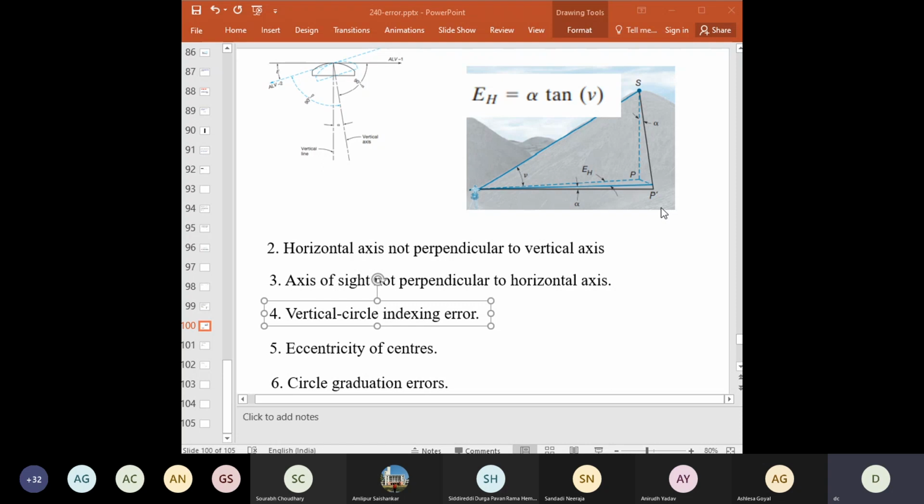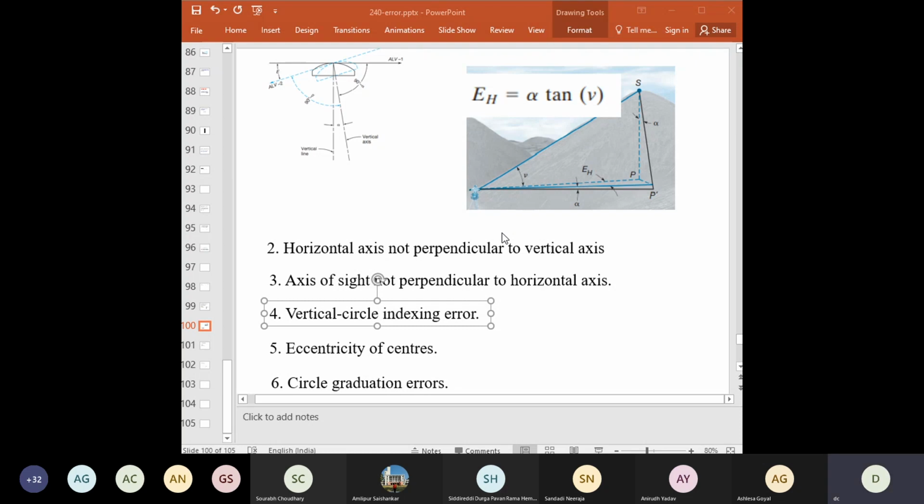So the error can be eliminated by computing the mean from equal numbers of either altitude or zenith angles read in direct and reverse mode, which we saw in one of the numericals which we solved. And with most of the newer total station instruments, the indexing error can be automatically determined by carefully reading the same zenith angle both in direct and reverse mode.